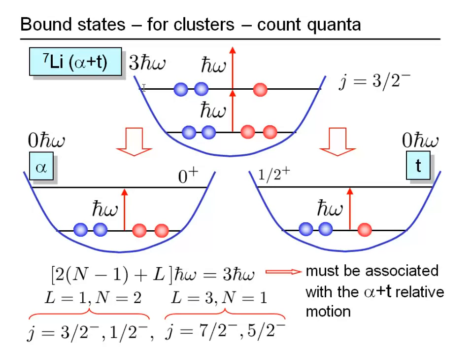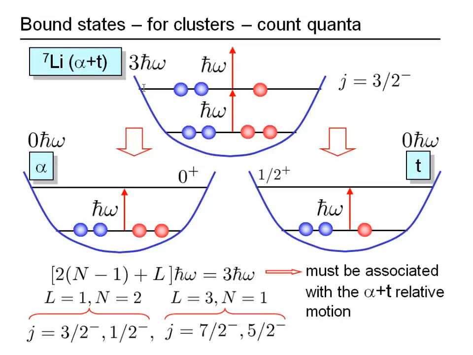Remember, the triton spin is 1/2, and so if I add 1/2 to this, I can get 2 states, one with 3/2 minus and one with 1/2 minus. Whereas in this configuration here, L is 3, so adding on the spin of the triton of 1/2, I can get 7/2 minus or 5/2 minus. So what this simple cluster model leads us to expect is that somewhere in the low energy spectrum of lithium-7 there should be these 4 states, associated with the cluster structure of lithium-7. And if I want to describe these 4 states using a simple 2-body picture, I have to control the orbital angular momentum and the number of nodes in the wave function in this way for those particular configurations.